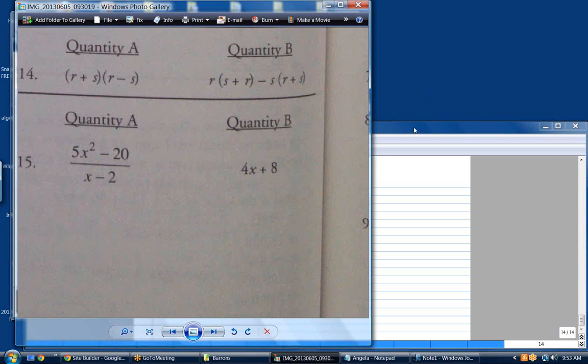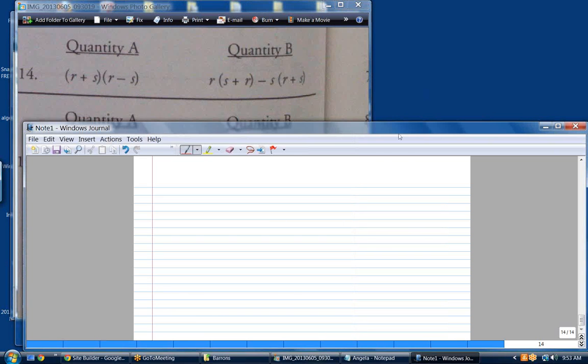Oh, I haven't seen this problem in a long time. This is a cool problem. Last time I saw this problem was on a SAT prep test, and it was the exact problem, R's and S's.